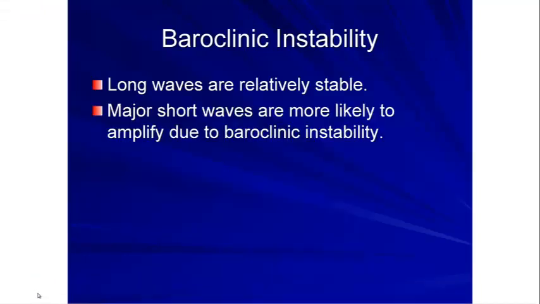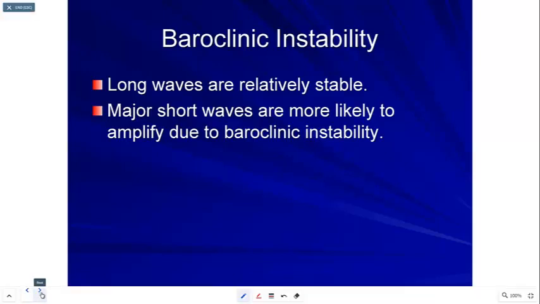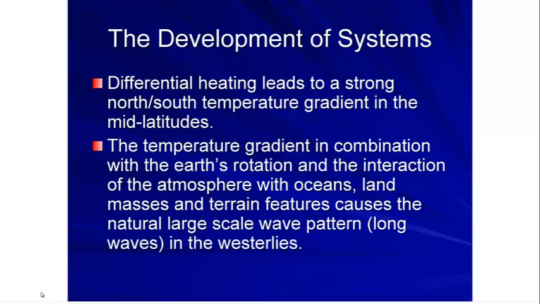Long waves, as we talked about, are relatively stable. They're more so on the barotropic side. But what we want to concentrate on are major short waves because they're more likely to amplify due to baroclinic instability. And remember too that the major short waves were associated with temperature advection in the lower levels.